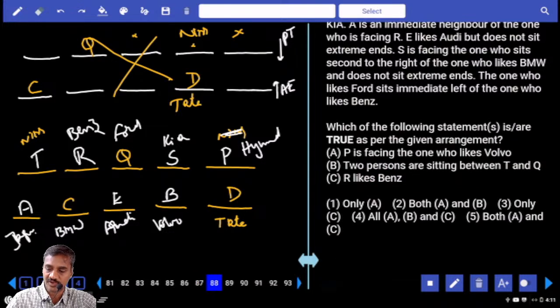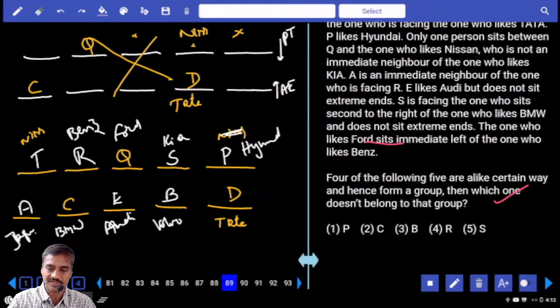And next one, which of the following statements is or are true? P is facing the one who likes Volvo, that is false. And next one, two persons between T and Q, that's again false. And R likes Benz, that is definitely true. Only C, that is choice 3, question number 88.